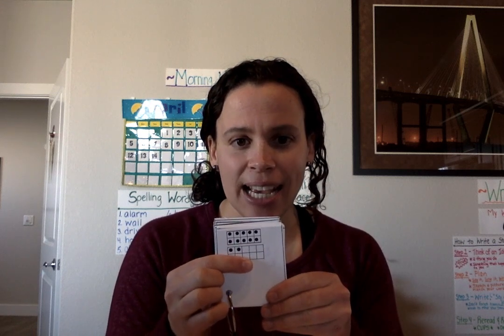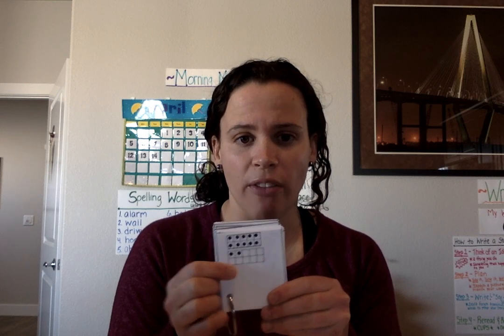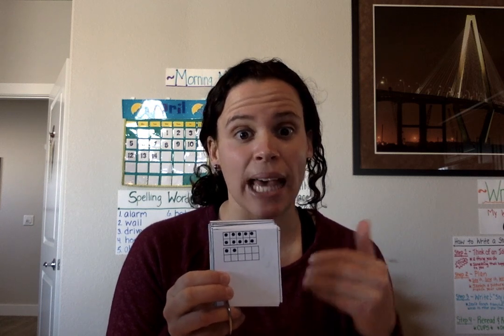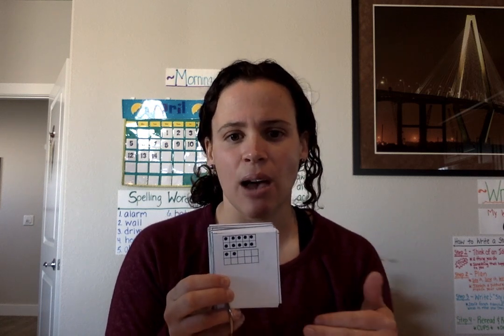Now remember, a 10-frame, if it is completely full with all of these black dots, that is how many? 10. It's full. So if you see that, you can instantly say 10, and then count on: 11, 12. Some of them might have more than one 10-frame that's full. Then you can count by 10s and then count on.